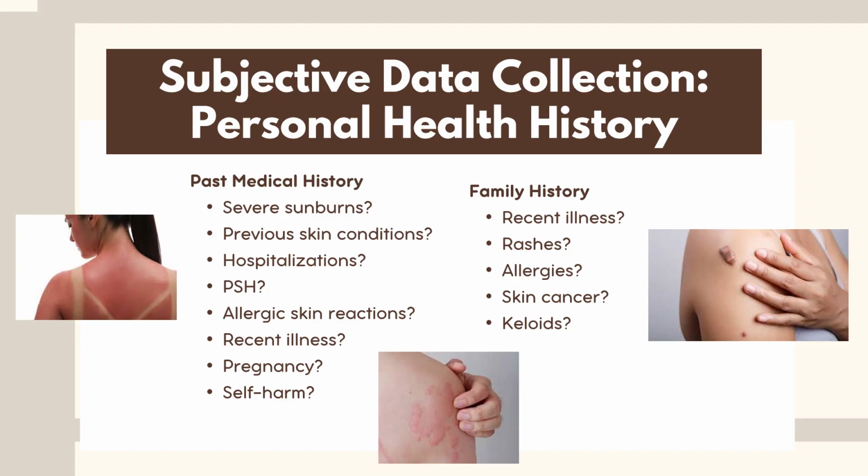And then when you're looking at family history, were there recent illnesses or skin issues within the family? Many times, certain viruses can be very highly contagious, thinking of measles, chickenpox. Acne and atopic dermatitis tend to be familial and run in the family. And then some allergens can be familial as well. Do they have a history of skin cancer? There is a genetic component with skin cancer, so we do want to ask that.